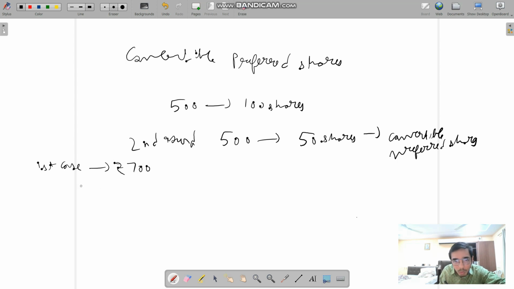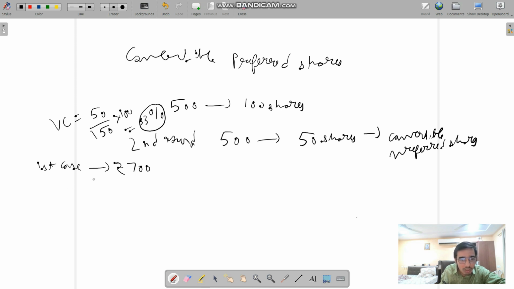Now in case of liquidation, we know that the preferred shareholders are always given their capital first and the equity shareholders are given their capital after the preferred shareholders have been paid off. Now what is the current stake of this VC? The current stake is 50, the shares held by the VC, divided by the total shares, 150, which is nothing but 33%. So this will be the stake when they have converted their shares into equity shares. So they'll be holding 33% of the company, right?